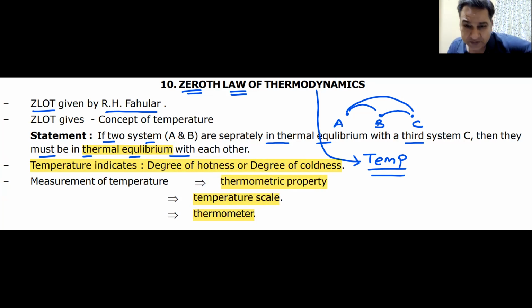Now, we will be dealing with this temperature in coming classes. How do we measure this temperature? What is degree Celsius? What is degree Fahrenheit? We will discuss this after we are finished with thermodynamics. Right now, we only need to know what is the zeroth law of thermodynamics and what is temperature. Temperature is the degree of hotness or the degree of coldness. I will give you a minute to write this down. Please note it.